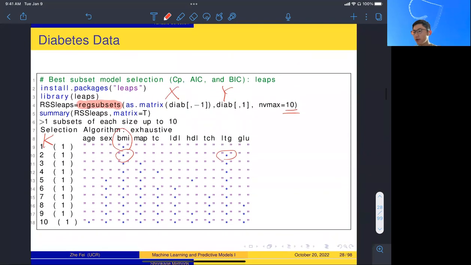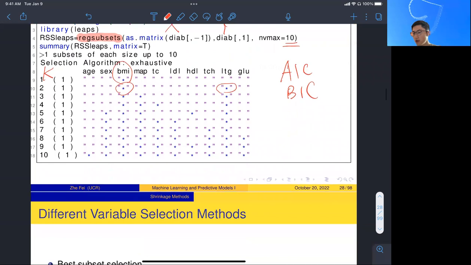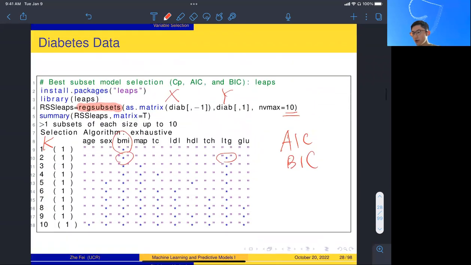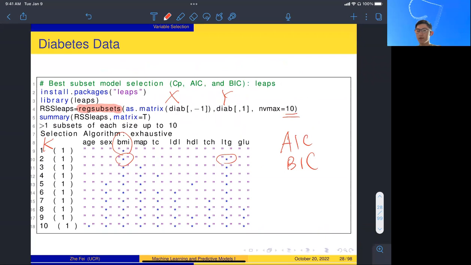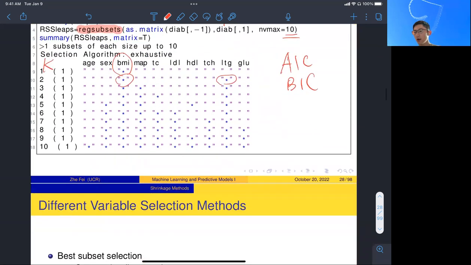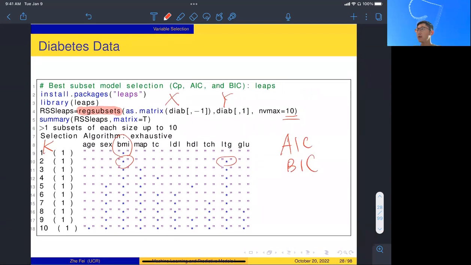However, there's one more step that is missing here: we want to choose the best K in this case. So we could choose the best K using, once again, either our AIC or BIC criteria. So here are some of the classic approaches, either a greedy algorithm or the global best subset selection. Any questions so far?